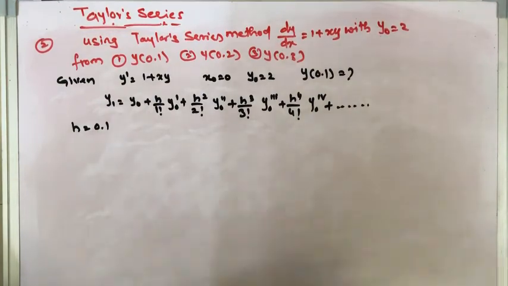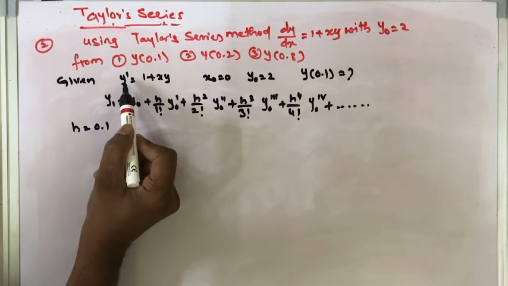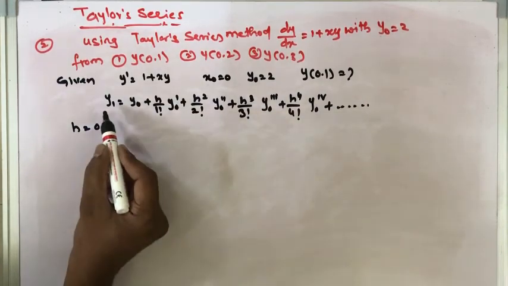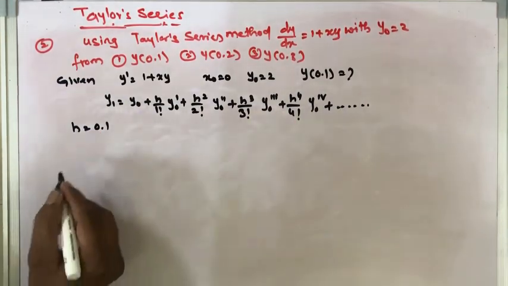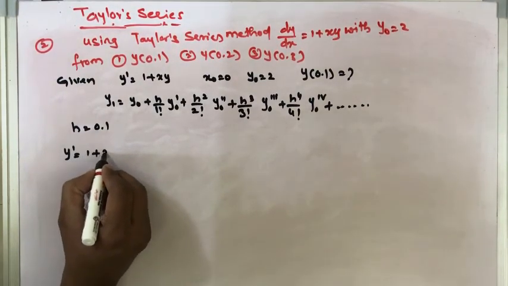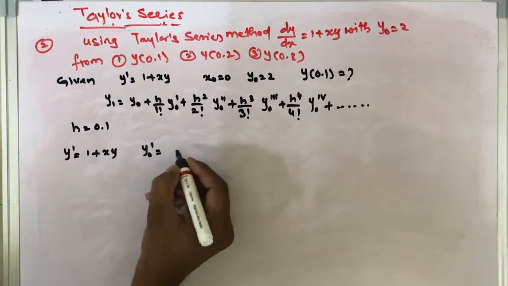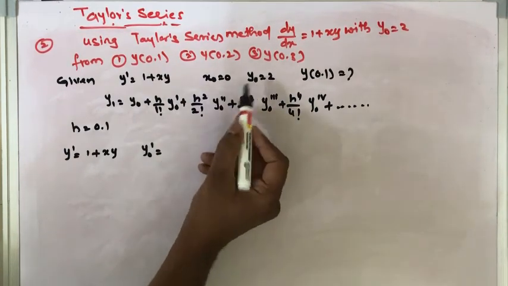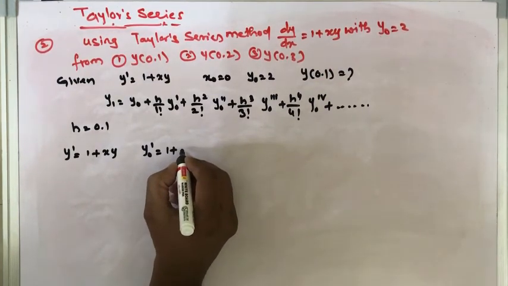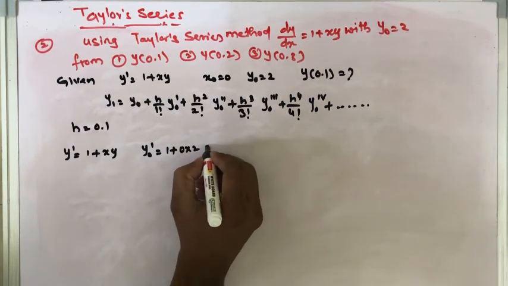Now what we have to do is differentiate the given equation the first time, second time, third time and fourth time to get these values, and substitute them into this equation to calculate y of 0.1. Start with the first equation. y dash is already given, 1 plus xy. Substituting the initial values x0 and y0, we get 1 plus 0 into 2, so y0 dash is 1.